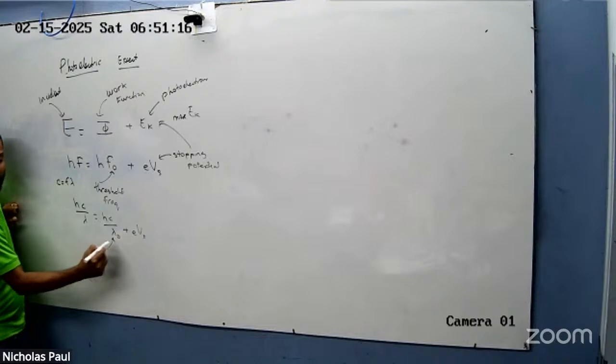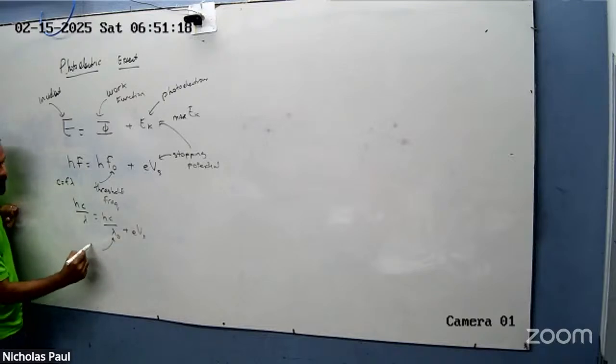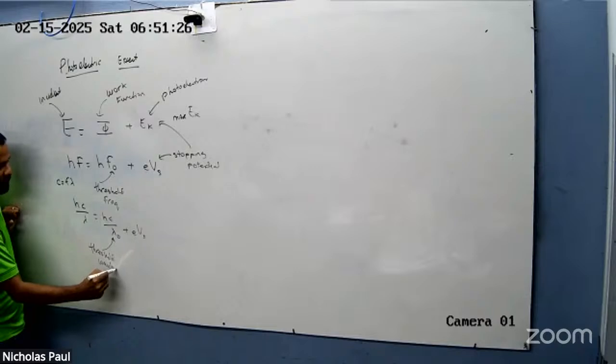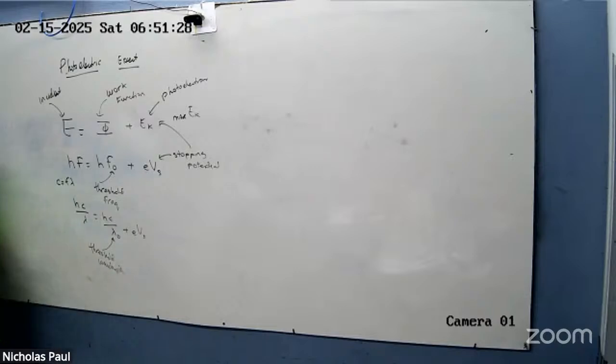This lambda naught, as Nikolai was bringing up, is the threshold wavelength. But the threshold wavelength is the maximum wavelength that allows the photoelectric effect.